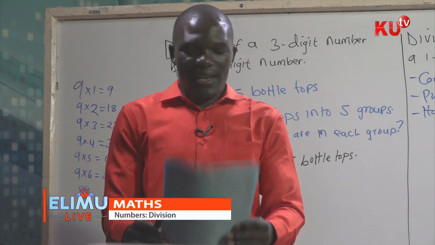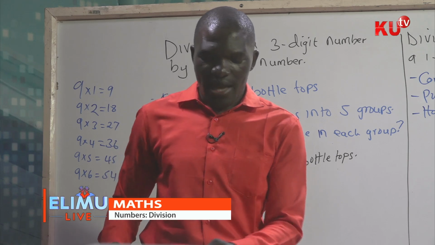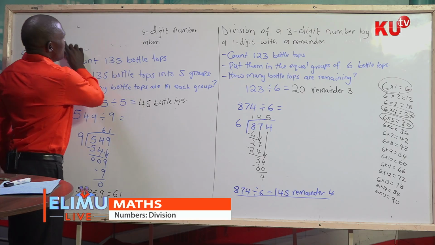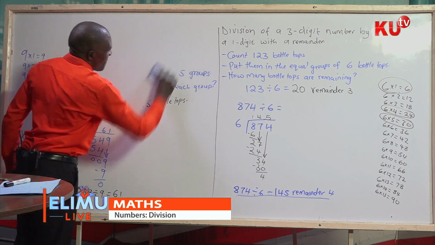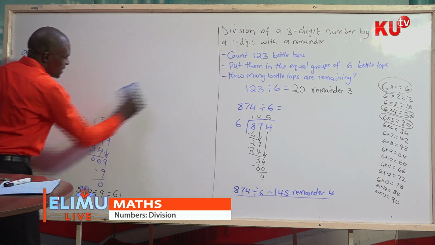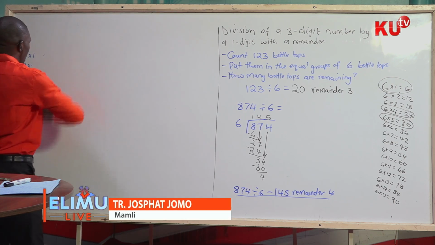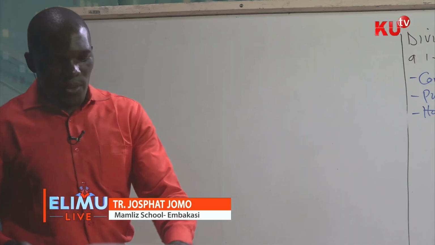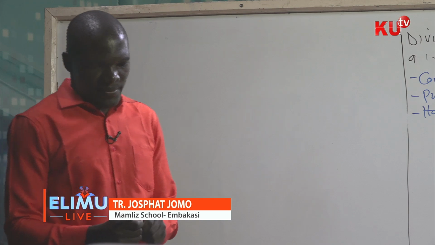Okay, let's move to our next step. We are looking at division of a 3-digit number by a 2-digit number without a remainder.